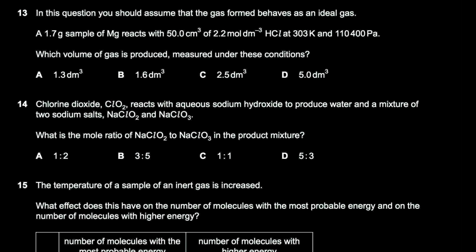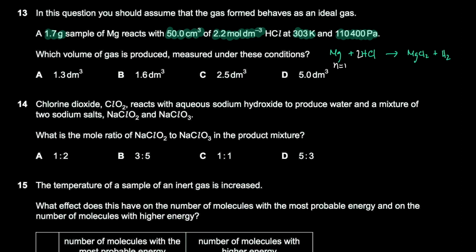In this question, you should assume that the gas formed behaves as an ideal gas. A 1.7 gram sample of magnesium reacts with 50 cm cube of 2.2 mole per dm cube HCl at 303 Kelvin and 110,400 pascals. Which volume of gas is produced measured under these conditions? So we've been given the mass of magnesium and the concentration and volume of HCl. Magnesium and HCl react to form the chloride and hydrogen gas. So we have Mg plus HCl gives us MgCl2 plus hydrogen gas, and 1 mole of Mg reacts with 2 moles of HCl.